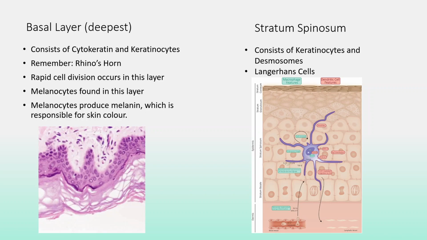This layer also contains our immune system cells, which are the Langerhans cells, which look for any pathogens that are looking to infect our skin and they destroy them.